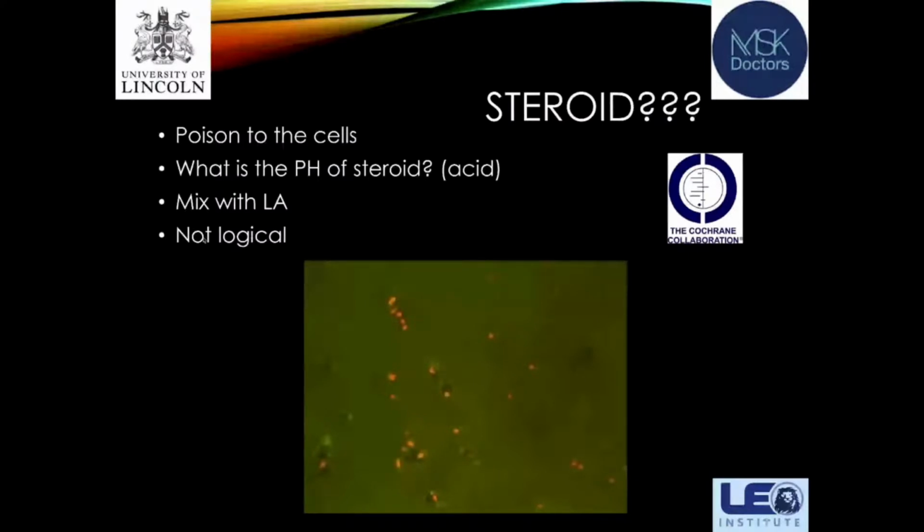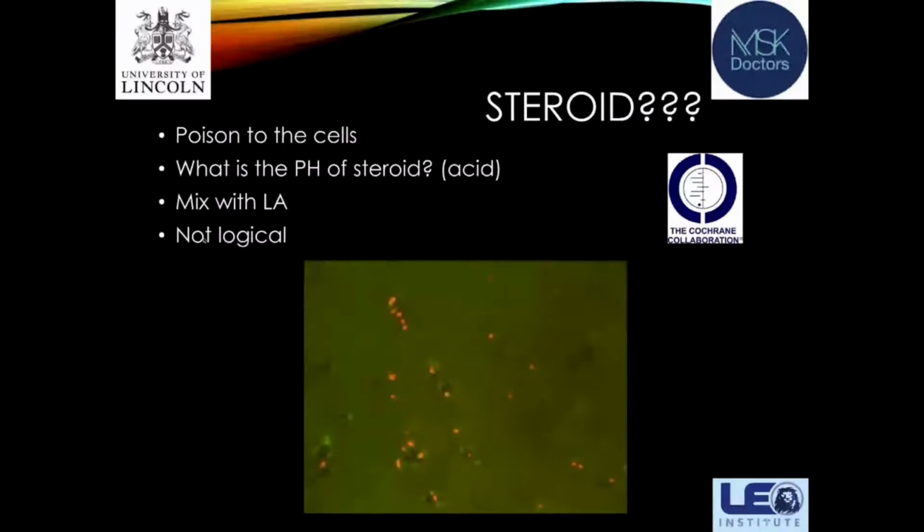Corticosteroid is extremely acidic. They are poisons to cells, and if we inject corticosteroid into a patient's knee, we tend to mix it with local anesthetic. Local anesthetic is something that we use in the lab to kill the cells. So to me, injecting an acidic substance alongside something that we can use in the lab to kill the cells, injected directly into someone's knee, makes absolutely no sense.